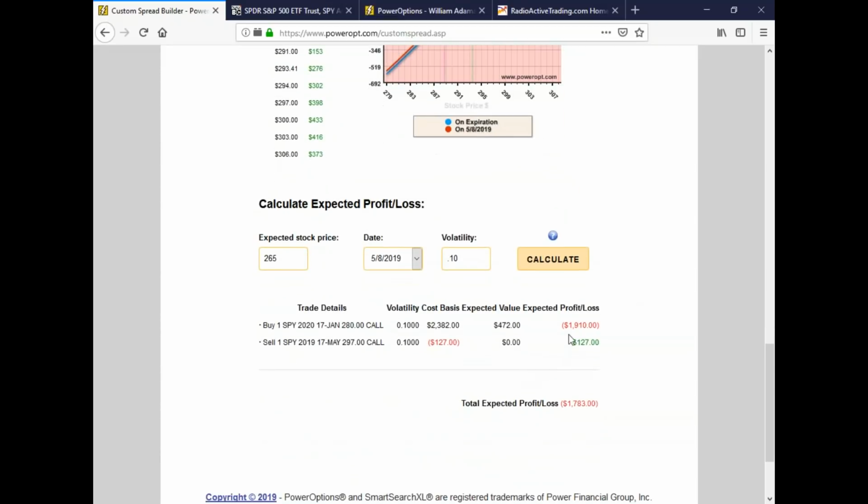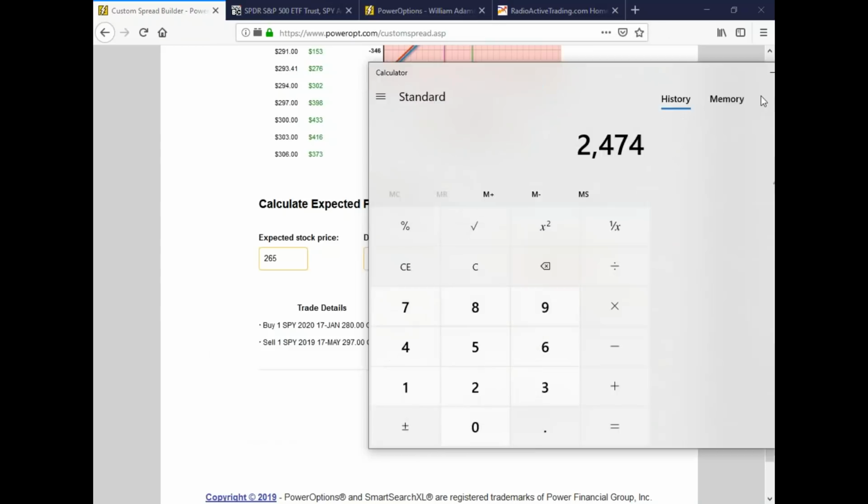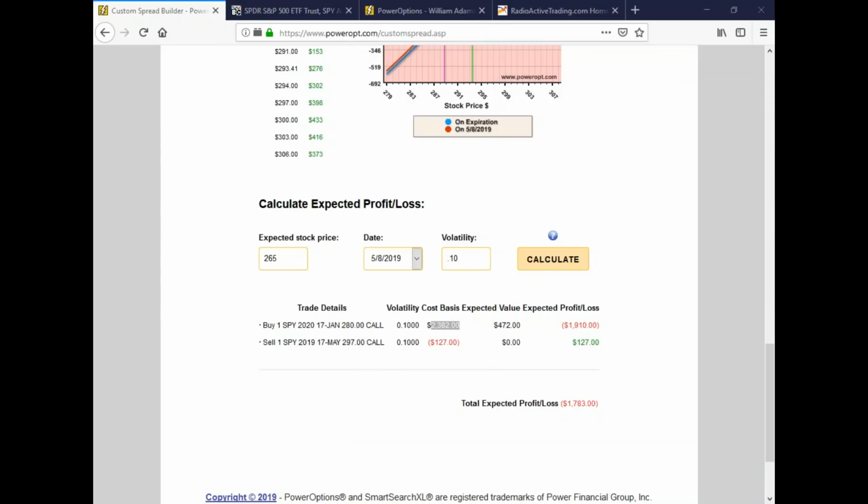Sorry. There we go. You paid $23.82 for the leap option, and the theoretical value of this option is $472. You lost $1,900 on this leap because the stock fell 30 points. That makes sense, doesn't it? 30 points, about half of that, a little more than half that's lost on the leap. But what is that? No, seriously, let's just do the math real quick here. I'll do it off screen here.